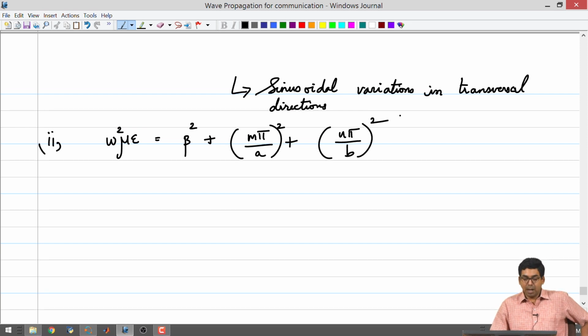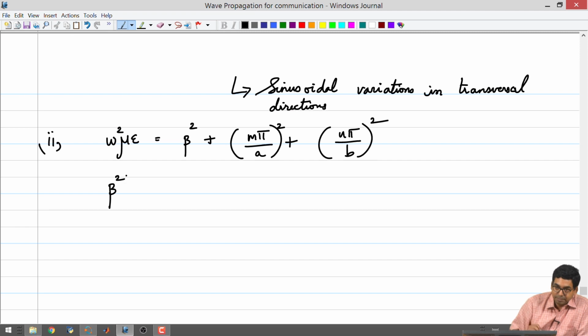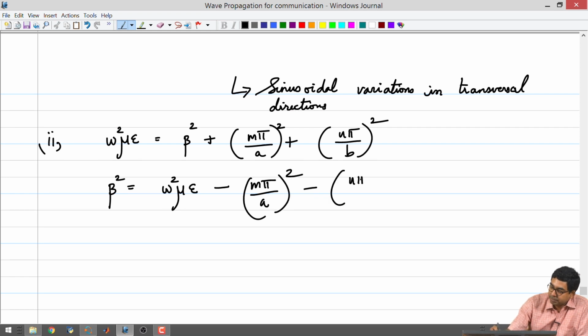The other way of looking at it is, suppose you rearrange the same expression in a slightly different way. So, I can say that beta square can be written to be omega square mu epsilon minus m pi by a whole square minus n pi by b whole square. This is just a rearrangement of the same expression.